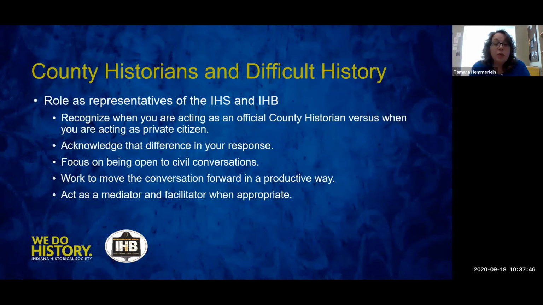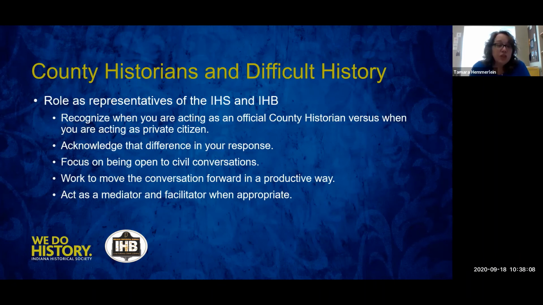And then remember to act as a mediator and a facilitator when it's appropriate for you to do that. Going back to what I said earlier, as county historians, you have a lot of knowledge. You carry the history of your community. You know where to find the history. You spend a lot of time involved in the history world.